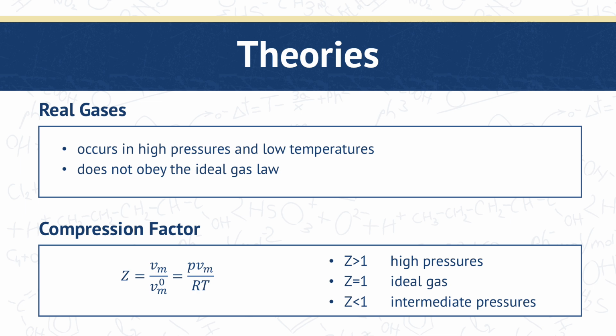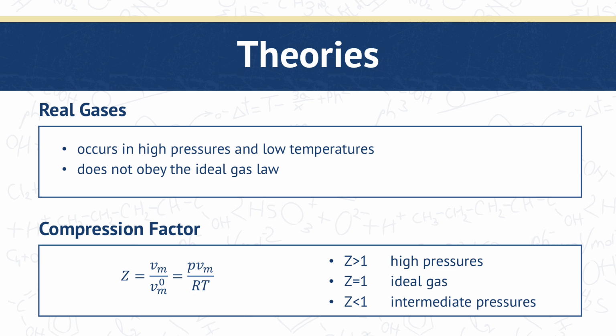An important concept is the compression factor, which is Z equals Vm over V naught m. Vm represents the molar volume occupied by the real gas, and V naught m represents the molar volume occupied by the ideal gas. When PV equals nRT is added to the formula, you can get Z equals PVm over RT. When the value of Z is equal to 1, it means that it is an ideal gas.